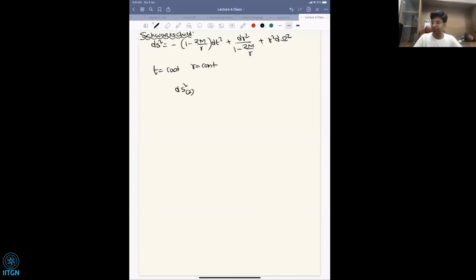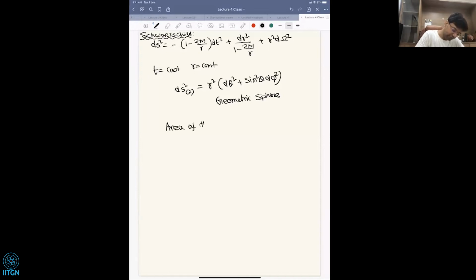These are two-dimensional surfaces. So the metric will be two-dimensional, equal to r square (d theta square plus sine square theta d phi square). And it's clear this is the metric on a two-sphere. So that means t equal to constant, r equal to constant surfaces are geometric spheres. And this clearly shows that r is a radial coordinate. Another equivalent way is to calculate the area of these spheres.